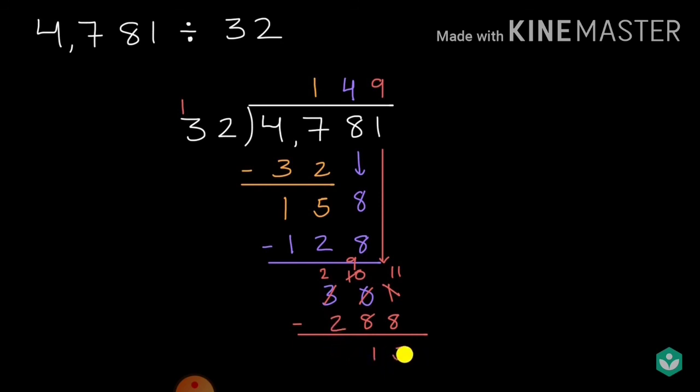And so there we have it. This is less than 32. We have nothing left to bring down. And so we're left with the remainder of 13. So this is going to be equal to 149 with a remainder of 13.